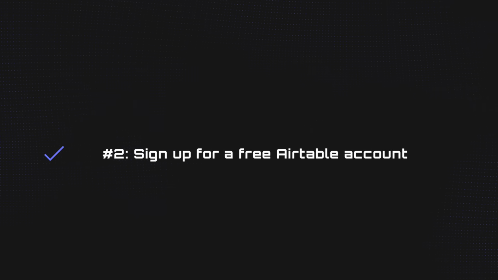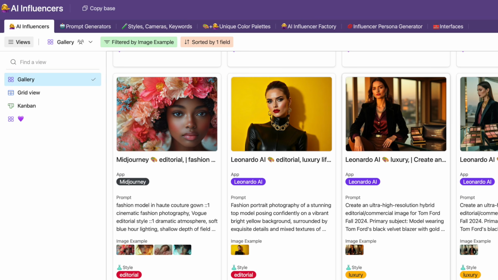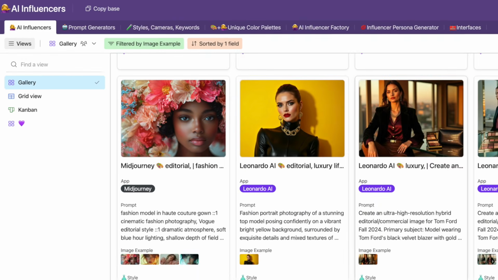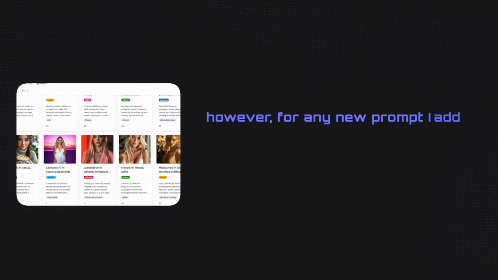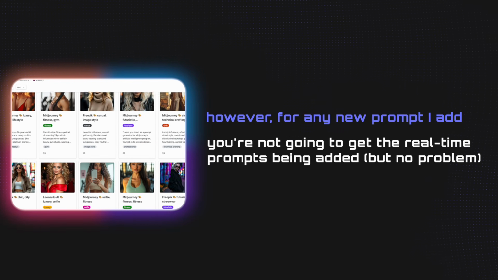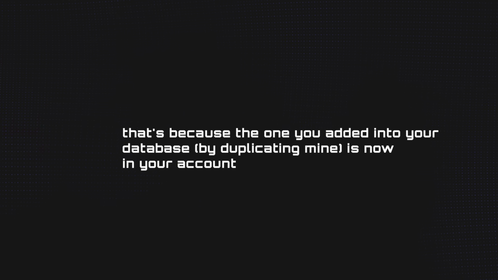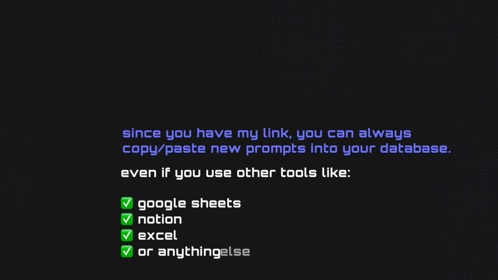Now the second way would be to sign up for a free Airtable account. But once you have the database opened, you can see up here in the top left-hand corner, there is a button, and you could simply copy and duplicate my exact base and put it in yours and use it as your own. But for any new prompt I add, you're not going to get the new real-time prompts being added. That's because this is your new database now in your personal account. But that's not a problem because, again, if you have my link, you can always just copy and paste any new prompt into your new database.